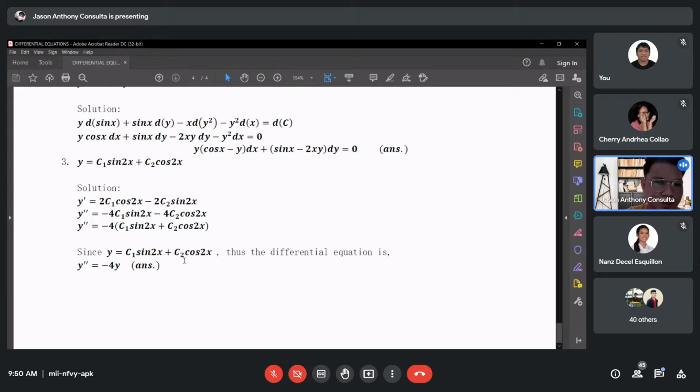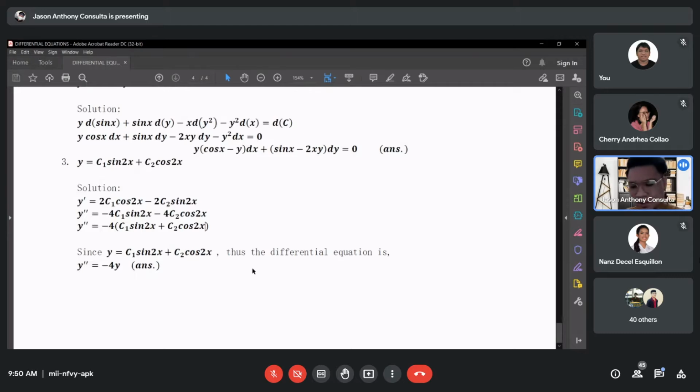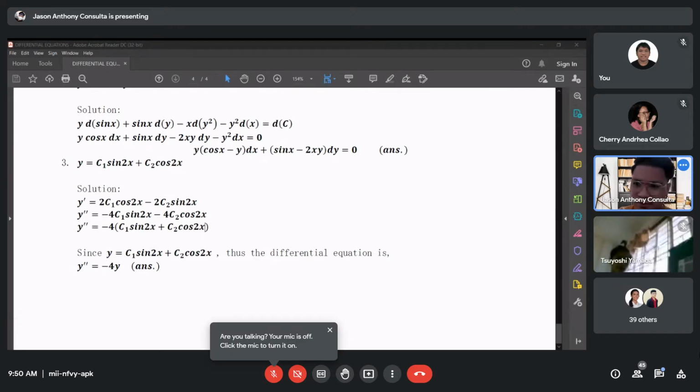So, malinaw ba yon? Meron bang tanong? Hanggang dun muna tayo kasi yung next na medyo mahaba na yung solution. Baka abutin tayo ng mga 1.5 oras. So, hinahati-hati ko muna. Okay? So, meron bang tanong? Kung wala na, paki-on po ng camera natin para sa documentation ng discussion natin today.